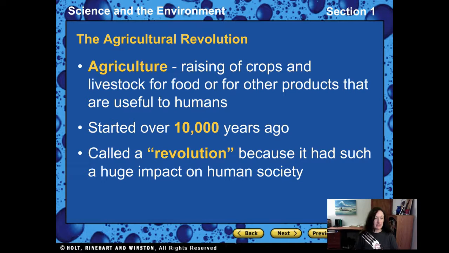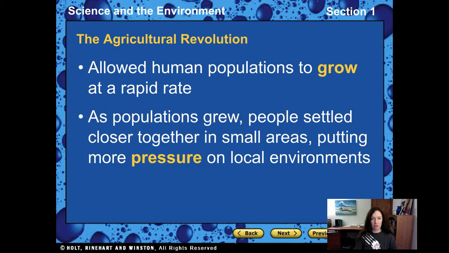So like I said, instead of having to move around and look out for those things, we just planted the plants right next to us, and we raised the animal right next to us. And so that was such a revolution. It changed the way that we moved, or I guess didn't move. We didn't have to go out hunting anymore. We didn't have to go out gathering plants. We just stayed put and put them next to us. So it made a big difference for humans.